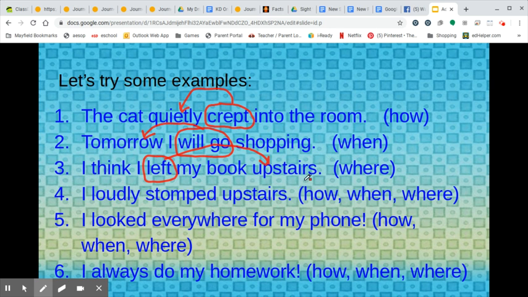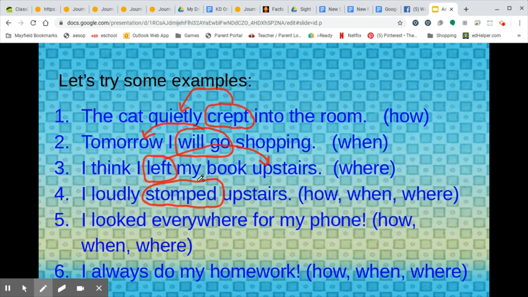Okay, the next examples, I want us to read the sentences, identify the verb, and then let's figure out if the adverb is telling us how, when, or where. Number 4, I loudly stomped upstairs. So first of all, we have to ask ourselves, what is the verb? What is the action? That's right. Stomped would be our verb or our action. So think about, is there another word that tells how we stomped, or when we stomped, or where we stomped?